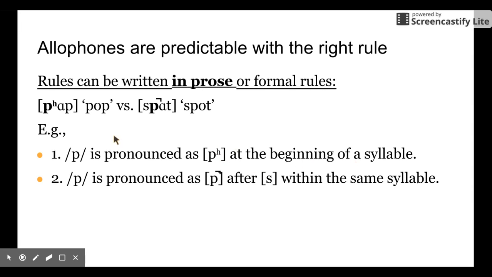So in prose, we can say this phoneme is pronounced as this one with aspiration at the beginning of a syllable. As you can see here, this is the beginning of the syllable, the first onset. And the same P is realized as this unreleased P sound. The environment is that when it follows an S sound within the same syllable. So this is the first way to write rules. We can do it in prose.